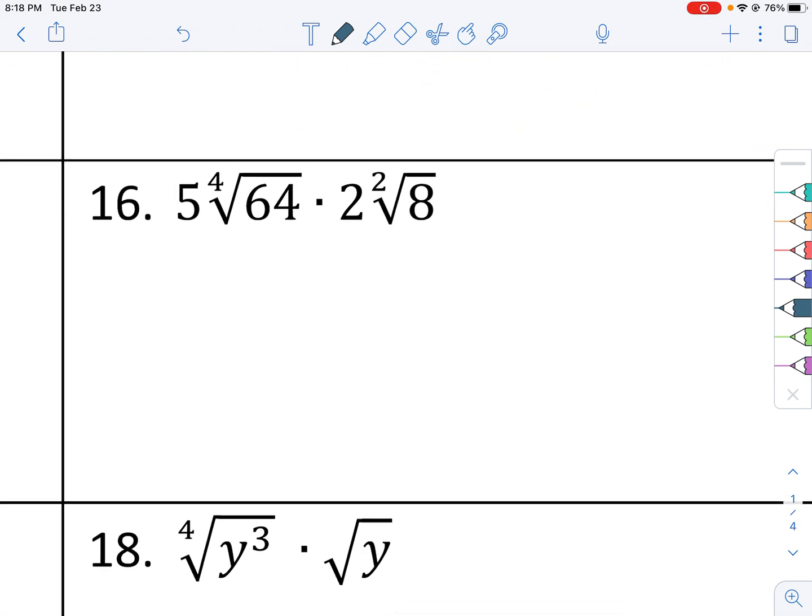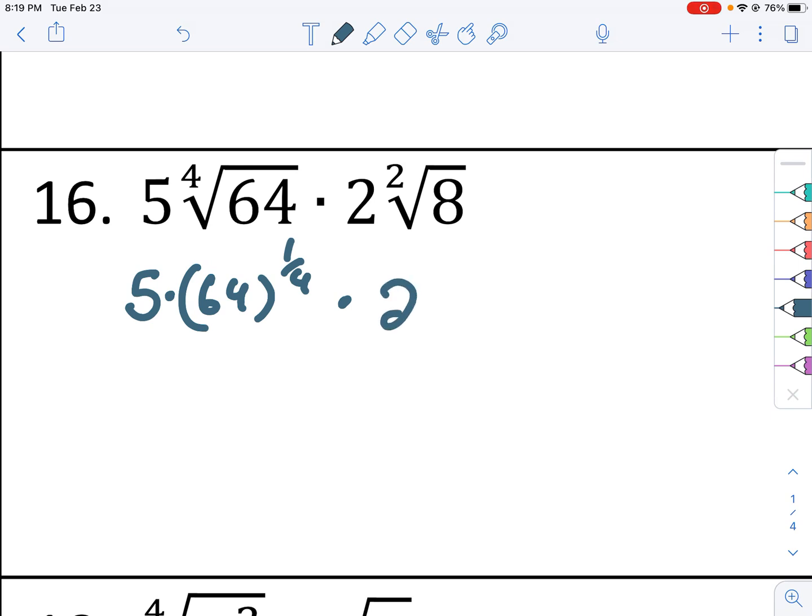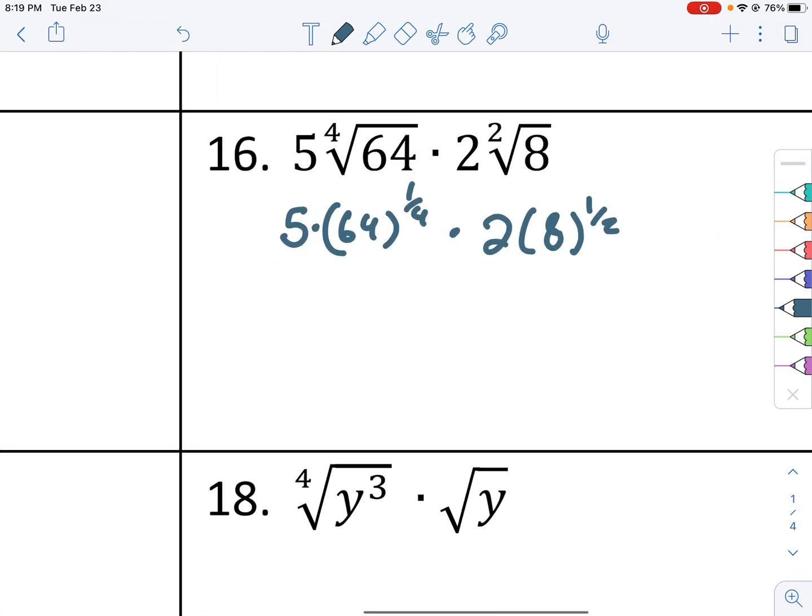All right, next one. So this next one is kind of challenging. The reason this is challenging is because these radicals are different, so we just can't use them right away. Instead, we need to first make them the same radical. The easiest way in my mind to do this question is to say, okay, we have 5 multiplied by 64 to the 1/4, and then that's getting multiplied by 2 times 8 to the 1/2.